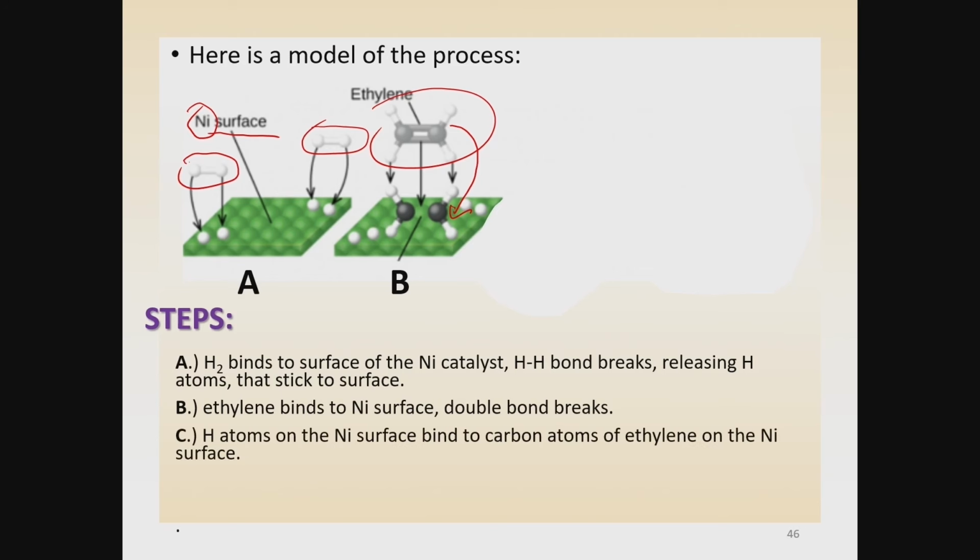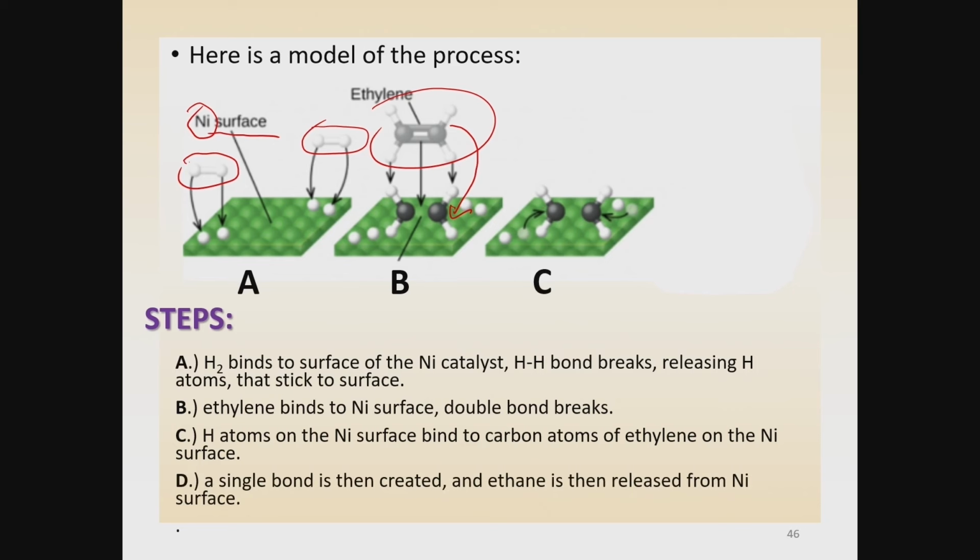The next step is that these hydrogen atoms that were stuck on the surface will crawl on and bind to these carbon atoms. They'll form bonds with the carbon atoms. And then the final step is that now that the extra hydrogens have bound to the carbons, a single bond will form between the two carbon atoms, and once that is complete, this molecule flies off.